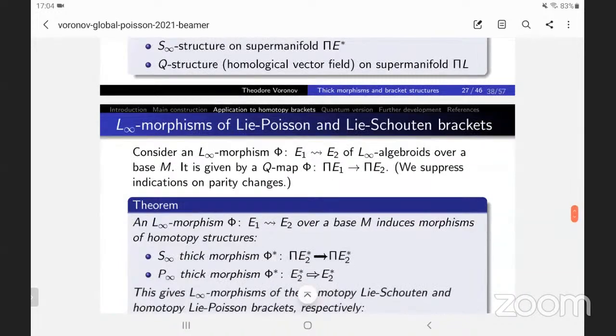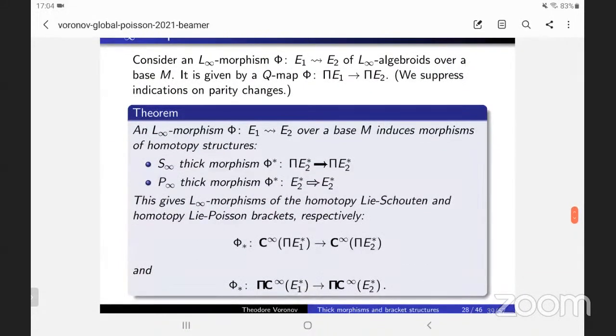What I said about infinity morphisms over infinity algebroids is summarized in the theorem written here. An infinity morphism over a fixed base between two L-infinity algebroids induces morphisms of the corresponding higher analogs of Lie-Poisson and Lie-Schouten brackets. And this L-infinity morphism on functions is given by pullbacks with respect to adjoints. This notation phi with lower star in both cases means pullback of the adjoint: the adjoint gives one star, the pullback another star, and the two upper stars together give one lower star.